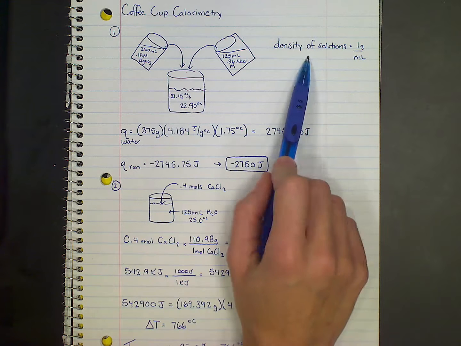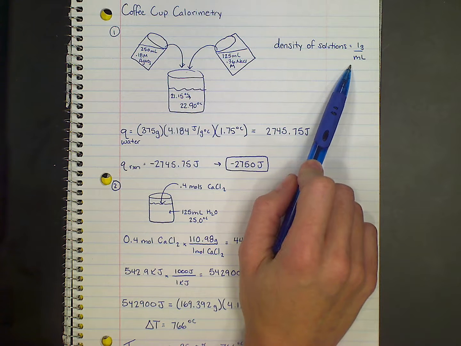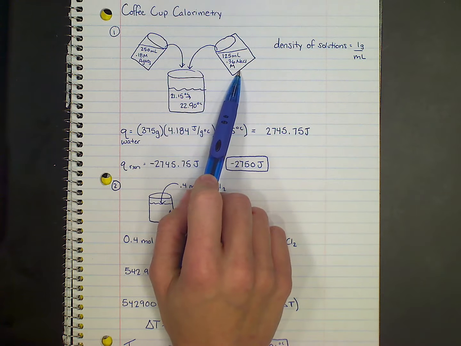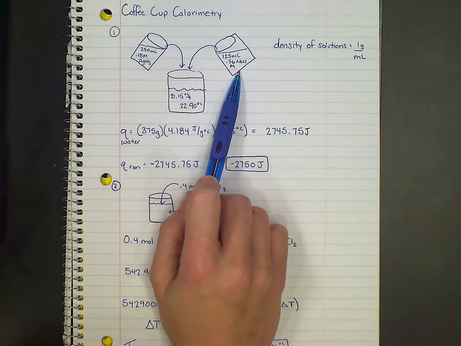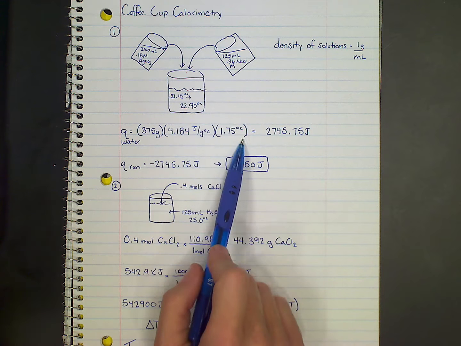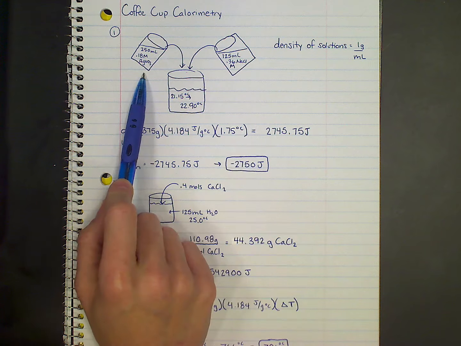They also tell you in the problem that the density of these solutions is 1 gram per milliliter. They give us the volume of the solutions, and they gave us the molarities. In this case, the molarities do not really matter. Maybe if this was a multi-part question where you had to find the mass of the precipitate later, then the molarities would come into play, but you don't need the molarities at this point.